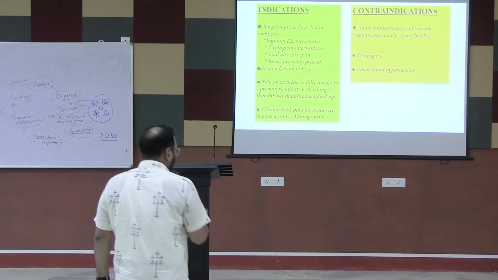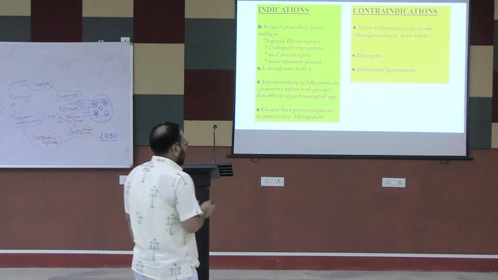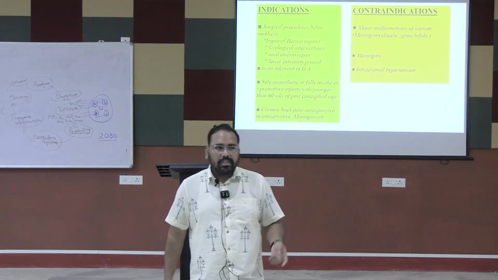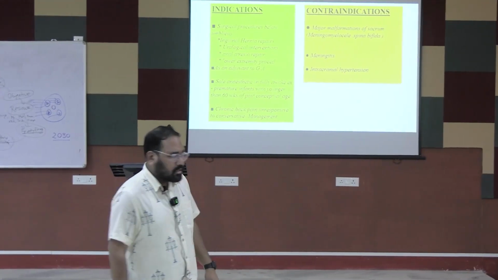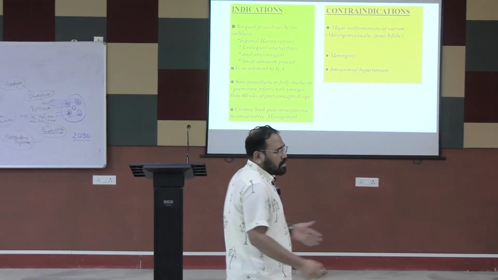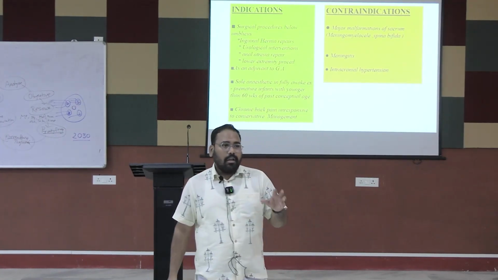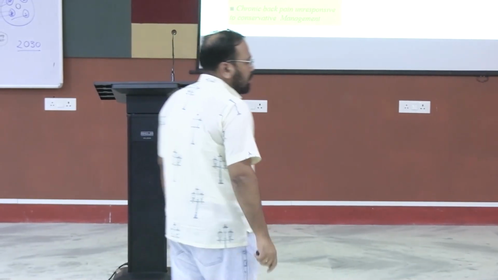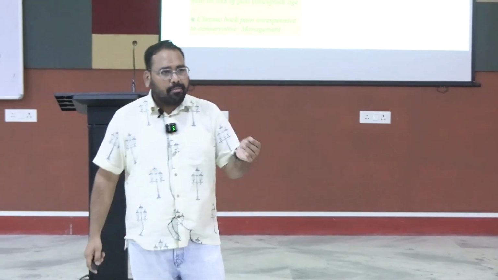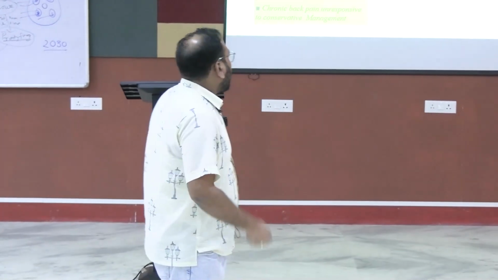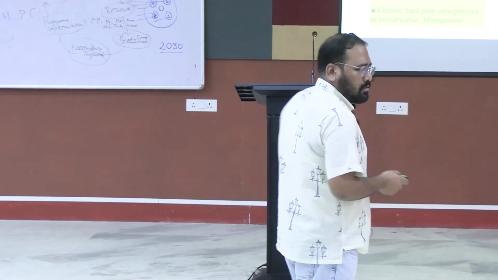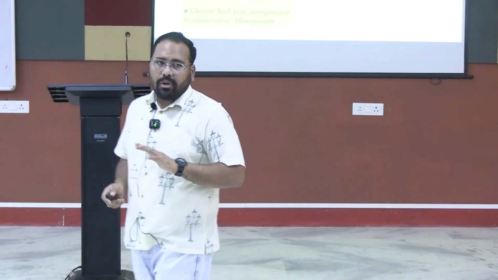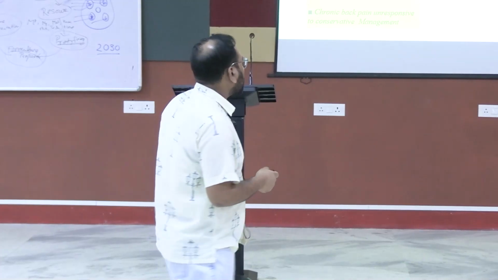Okay. And what are the contraindications? Major malformations of the sacrum. Since we do this procedure in pediatric patients, some pediatric patients may come with spina bifida or meningomyelocele. In those cases, you can't prick the area. Also if the patient has meningitis, if there is any infection inside the meninges, you can't prick that area. So these are the contraindications.